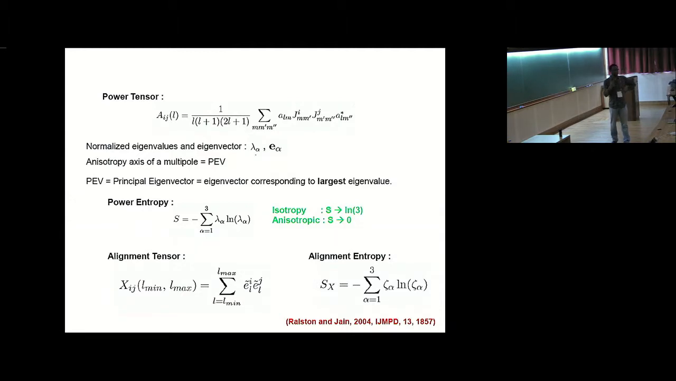Now that you have an axis, you can also compute collective alignments using this outer product called the alignment tensor, and you can characterize the significance of that alignment using what is called the alignment entropy, similar to this. So let me go to the results.